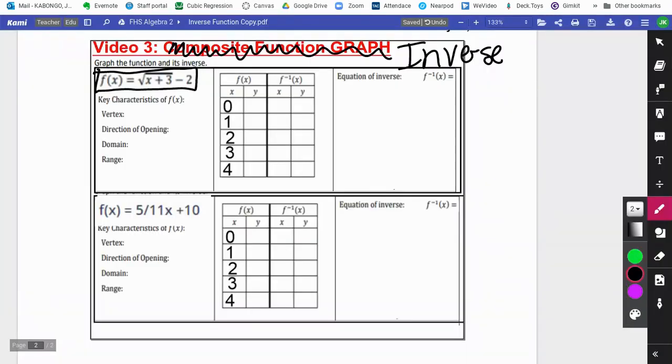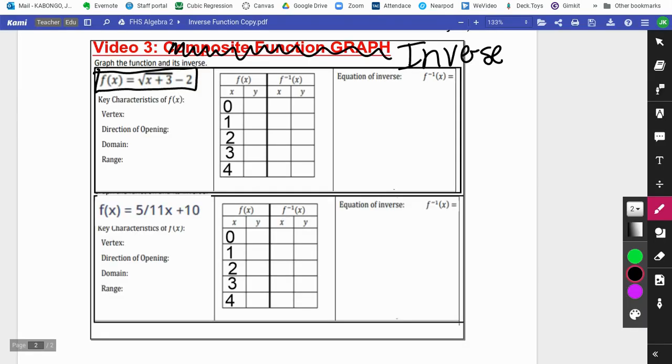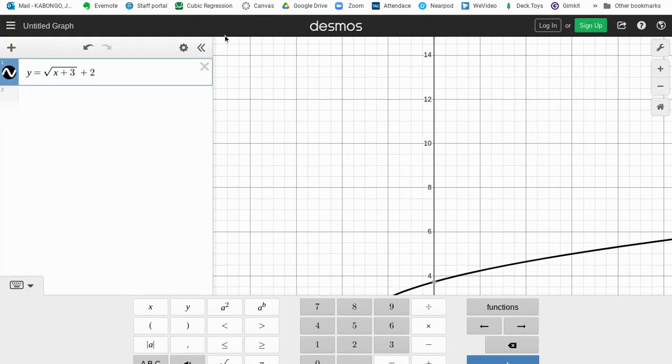All right, so I believe, let me go back here. It's x plus 3 inside of the square root. Inside of the square root, you put x plus 3, and then you click the right arrow to get out of the square root. Then you put your plus 2. If I'm not mistaken, it's minus 2, Mr. Kabongo. Get it right. Minus 2.